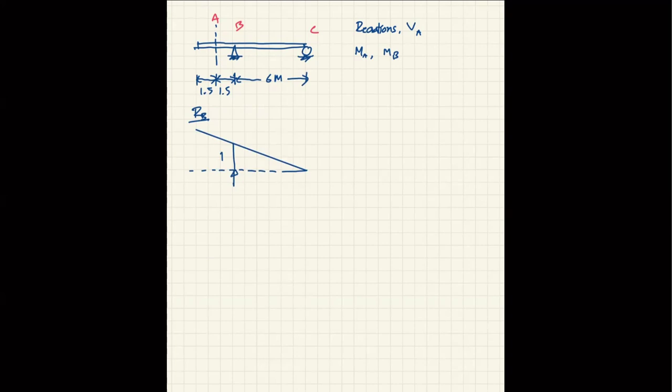Okay. And so you can use similar triangles to calculate this height. This height is going to be 1 divided by 6 multiplied by 9, correct? So it's 1.5. So that's the influence line of reaction at B for you. Okay, or I can just rewrite this for clarity.